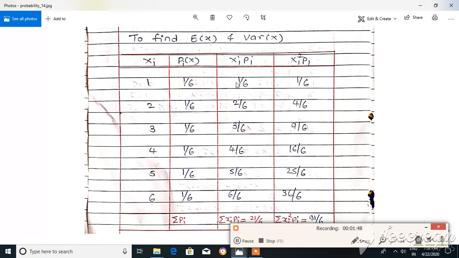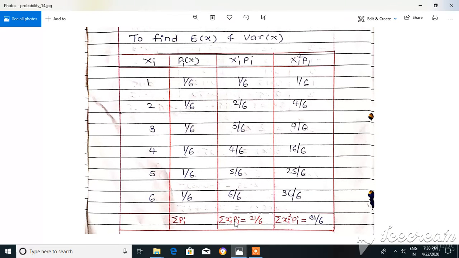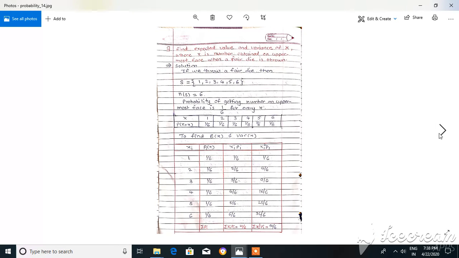Now the xi pi product: 1 into 1 by 6 is 1 by 6, 2 into 1 by 6 is 2 by 6, 3 into 1 by 6 is 3 by 6 and so on. So what I get is the summation of xi pi equals 21 by 6 and the summation of xi square pi as 91 by 6. Check out these summations. Now come to the next slide.